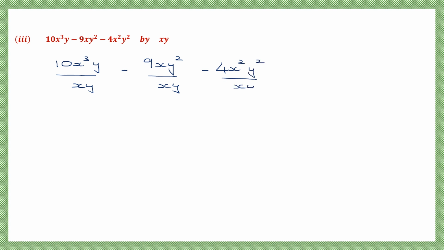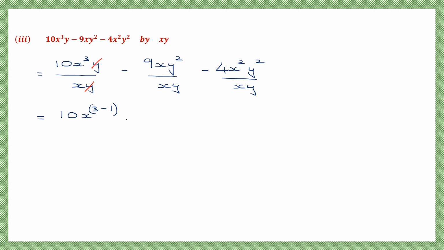Question 3. Here we have a polynomial by a monomial, so take each term separately. 10x to the power of 3y divided by xy, minus the next term 9xy square divided by xy, and the last term minus 4x square y square divided by xy. Here the first one, the number is 10. X to the power of 3 minus 1, because there's 1 down. Now we can cancel the y's, so we don't have a y left.